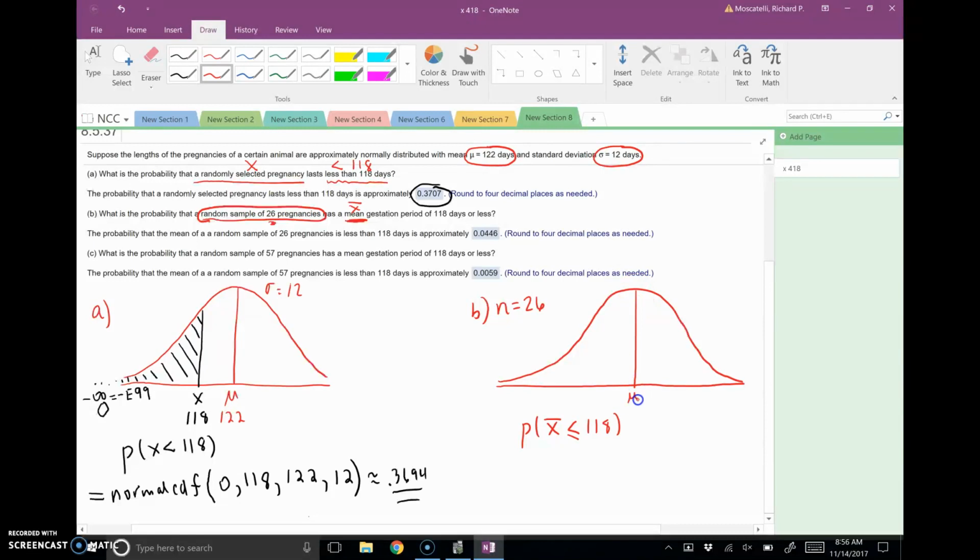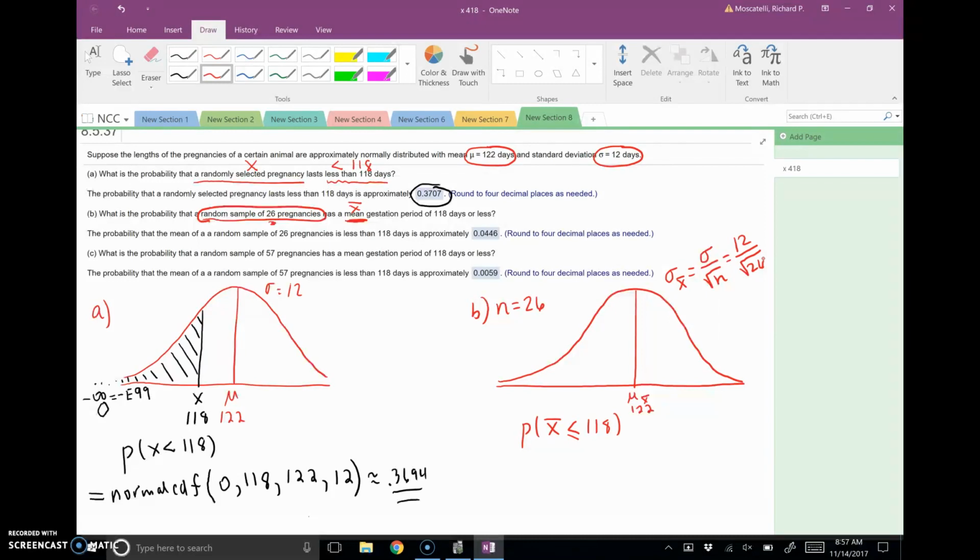All right, so remember the mean of the sampling distribution, we call it mu x bar, is equal to the old mean, which is 122. But the standard deviation of x bar, well, that is not equal to the old standard deviation. It's actually equal to the old standard deviation, which is 12, divided by the square root of the sample size. I'm kind of running out of room there, as you can see. So that's 12 divided by radical 26.